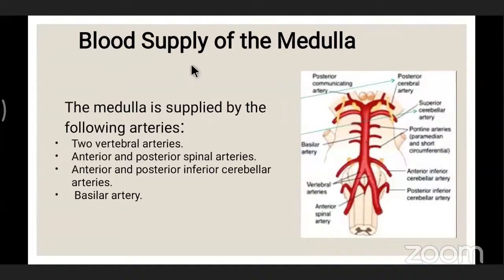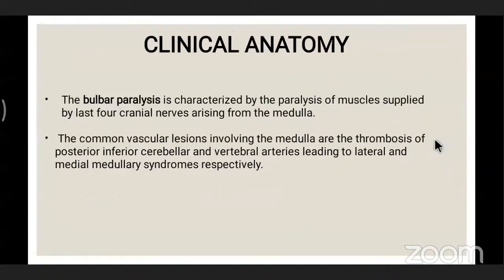Here we have the blood supply of medulla. You can see we have two vertebral arteries, and these join to form the basilar artery. Vertebral arteries have branches: the anterior spinal artery anteriorly and the posterior spinal artery posteriorly. We have the posterior inferior cerebellar artery and anterior inferior cerebellar artery. The arteries surrounding the medulla oblongata supply blood to it. Next we have the basilar artery. Now we'll see the clinical anatomy.